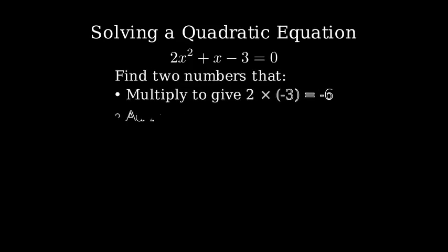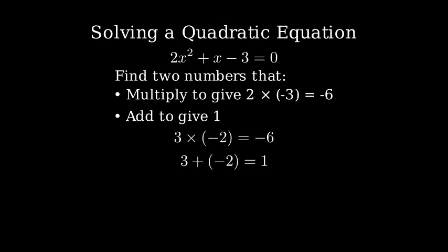First, let's try to find two numbers that multiply to give us negative 6, which is 2 times negative 3, and add to give us positive 1, the coefficient of x. The numbers that work are positive 3 and negative 2. 3 times negative 2 equals negative 6, and 3 plus negative 2 equals 1.